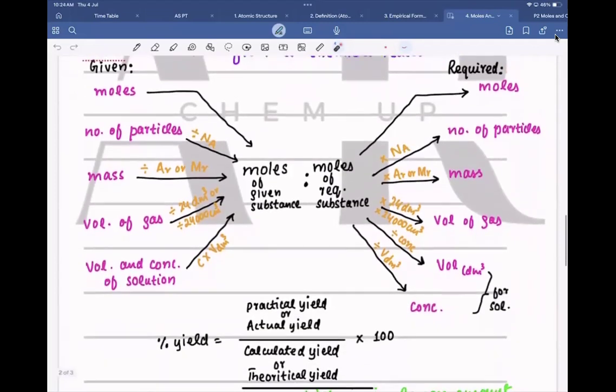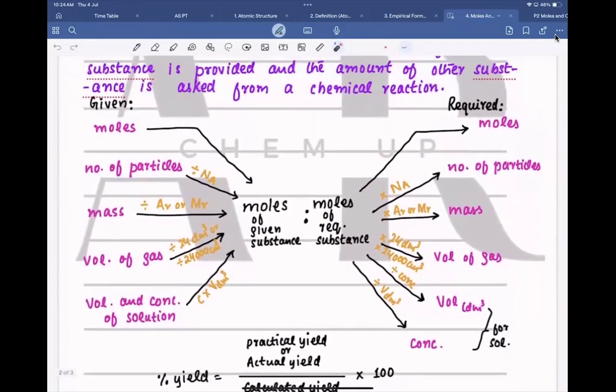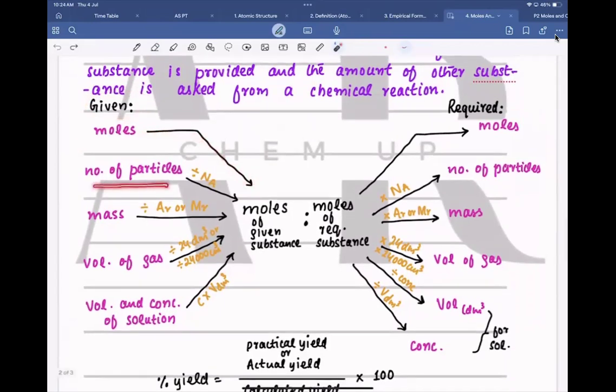So in these kinds of calculations, we usually use this route. For example, they have provided you the amount of a substance. That is considered as given. What you need to do is convert that amount into moles. If it's moles, then it is fine. Otherwise, if it's the number of particles, you divide it by Avogadro's number to convert it into moles. If it's mass, you divide it by the Ar or Mr. If it's a volume of gas, you divide it by 24 decimeter cube or 24,000 centimeter cube. If it's the volume and concentration of a solution, you multiply both of them, and remember, keep the volume in decimeter cube, to convert into moles. Is this clear? Yes, sir.